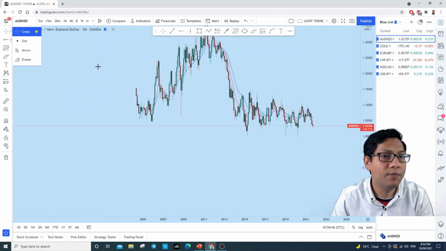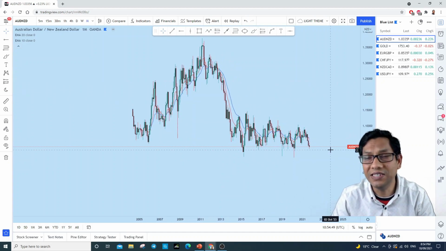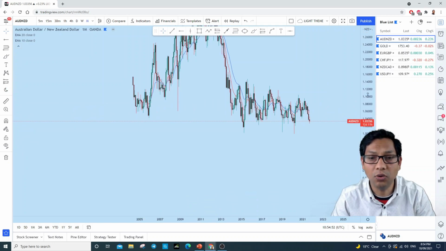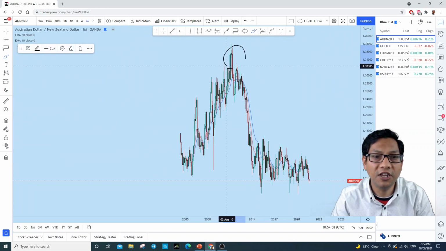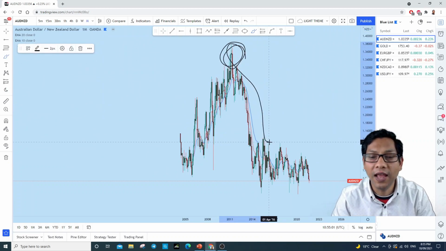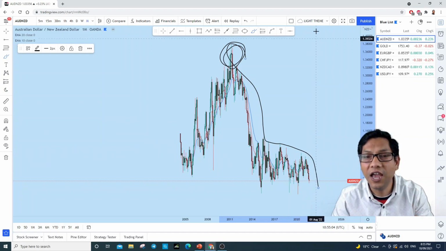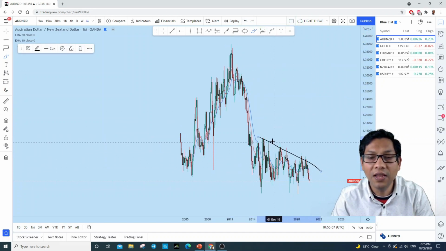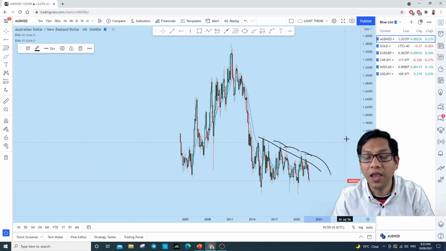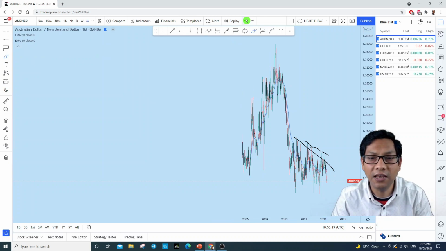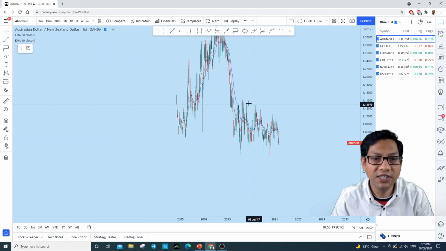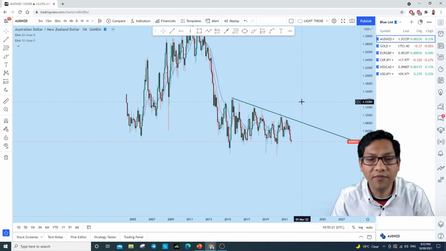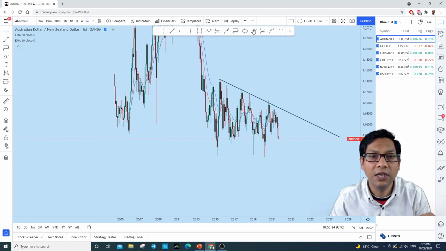Now, on the monthly time frame, what we are seeing is that AUDNZD historically is in a downtrend. How do you know? Look at this market structure. After this head and shoulder pattern here, we have seen that there is a drop, and then after that every time the price is reaching this level, it is creating a lower high and decelerating. What does it mean? It means that AUDNZD is respecting this resistance line, and at the same time every time the price is coming to this resistance, it is creating a lower high.